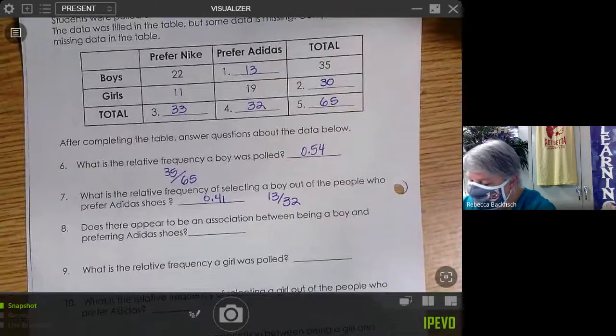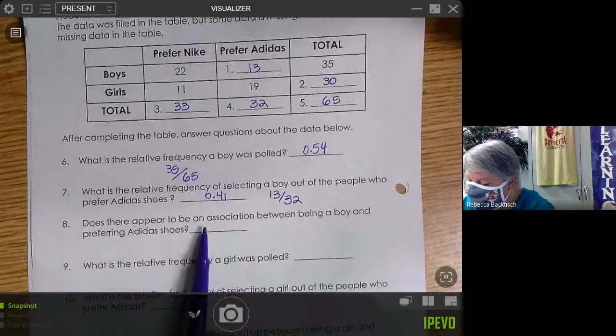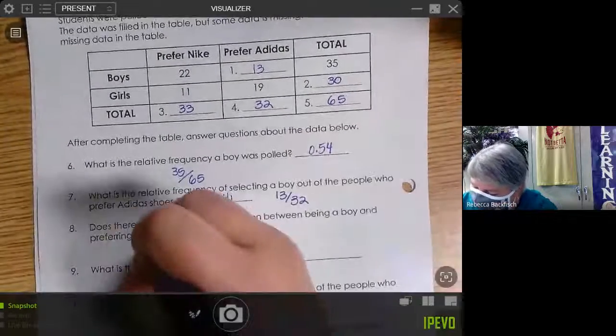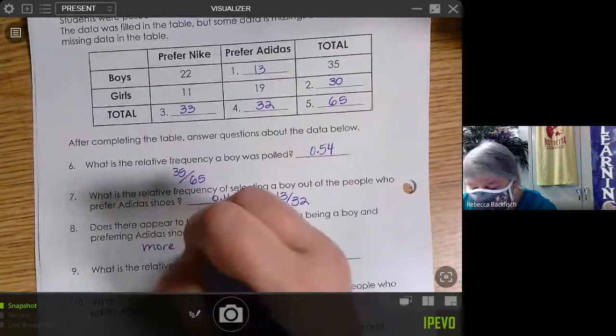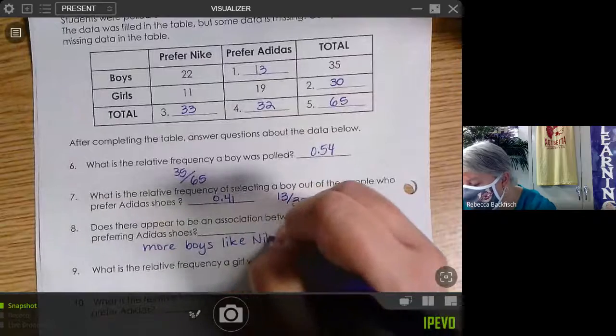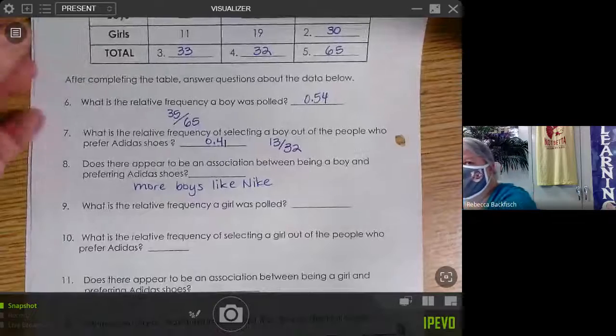So that's what I'm wondering, if they're asking about positive association. You could say something general like more boys like Nike. That's fine with me. I'm really not that worried about that type of question, unless it's like an overwhelming, obvious trend.